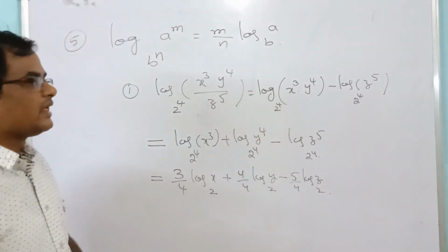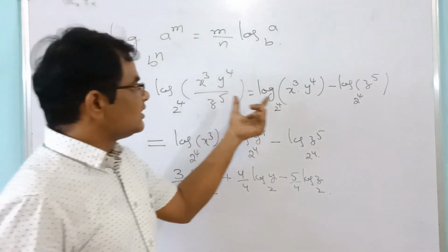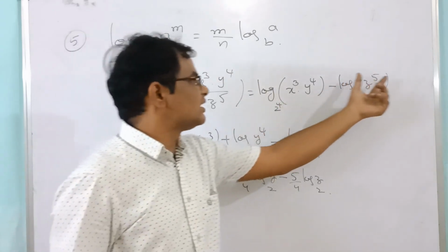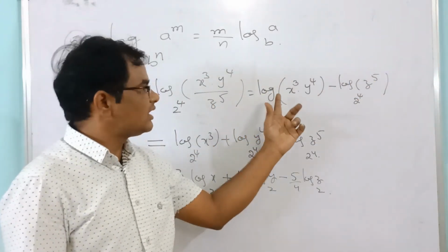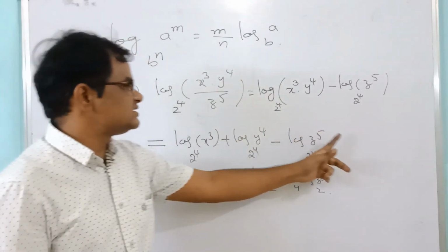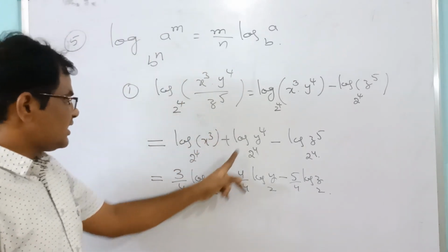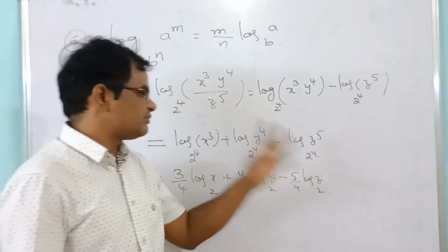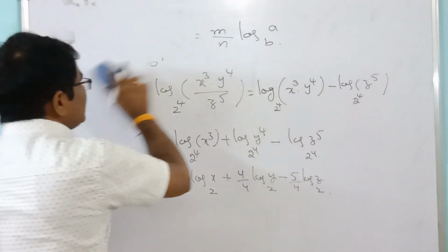See once again, this is the m by n form, log m divided by n, log of m minus log of n. Again the log m into n formula, log of m into n, so log m plus log n, minus this one as it is. And again this property, this is 3 by 4 and here 4 by 4 and here 5 by 4. Right? So like this we will apply the fifth property.